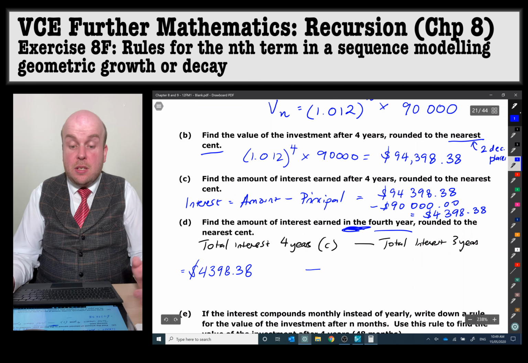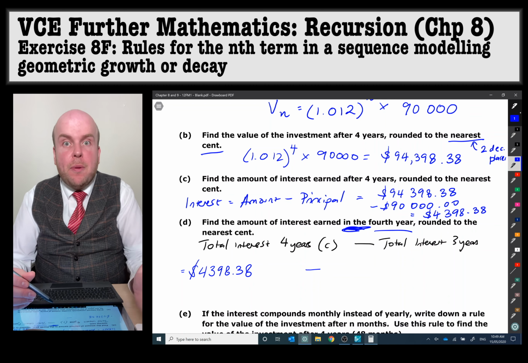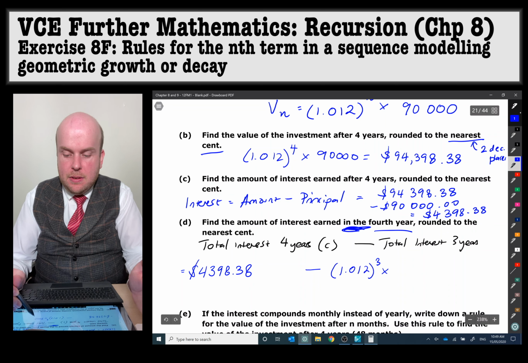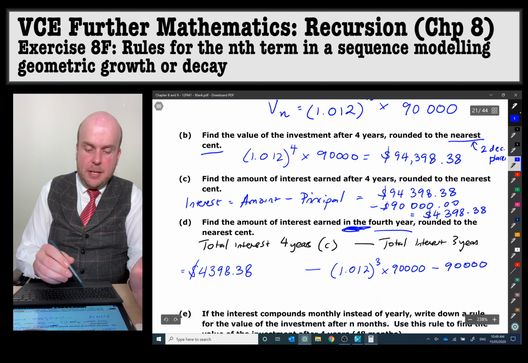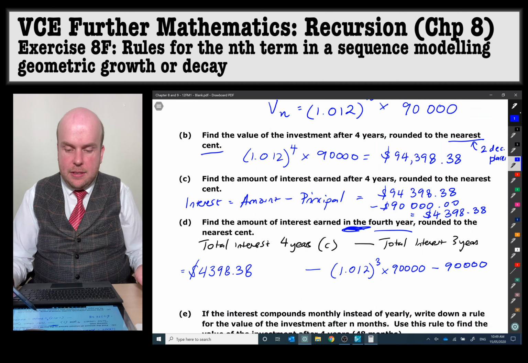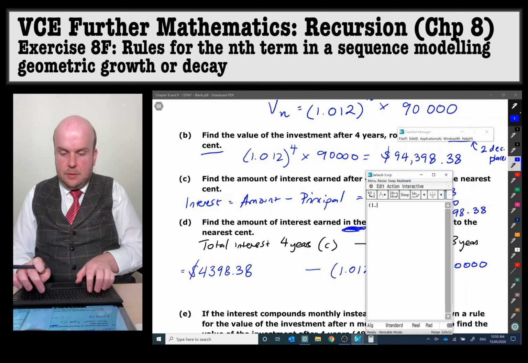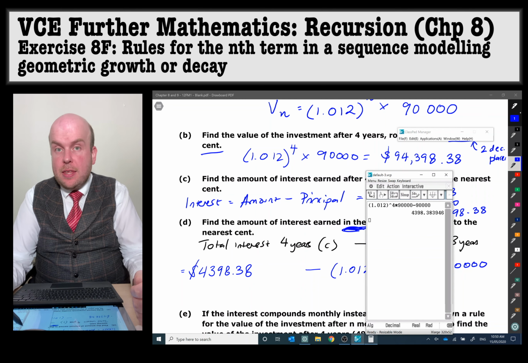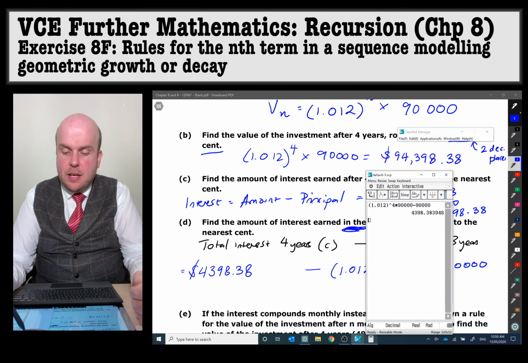Now, just to be efficient, to find out how much interest there was, we need to work out the amount we had after 3 years. So it'll be 1.012 to the power of 3 times 90,000, and then we take away 90,000 from that. We can do that all in the calculator. This time I'm actually going to use the CAS. For 4 years, we have 1.012 to the power of 4 times 90,000, take away 90,000. That gave me the amount of interest after 4 years. I can just highlight and copy that and do 3 years.